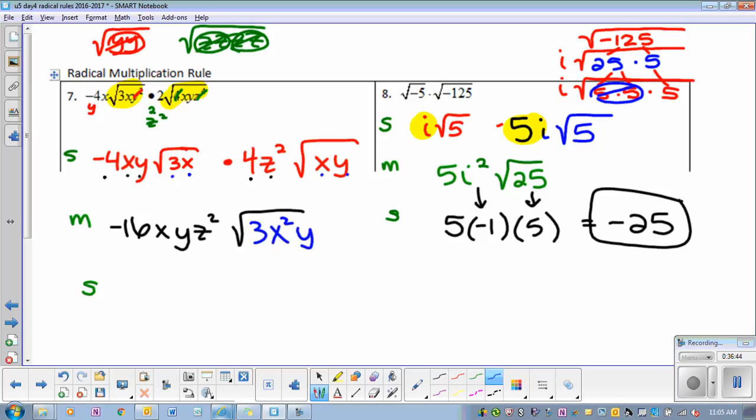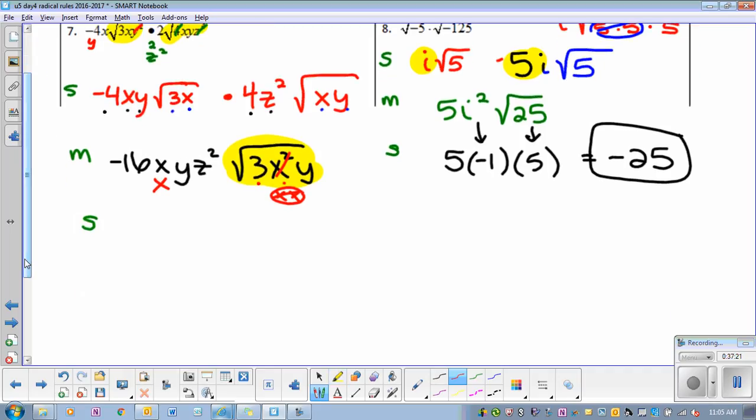So now I have to simplify my radical again if I have to, right? So I'm going to look at my radical. Okay. The 3. Can I take the square root of 3? Can I break it down? No. What about the x's? Yeah. I have 2 x's inside. That means I can take them out, right? Because I have at least 2 in the group. But how about the y? No.